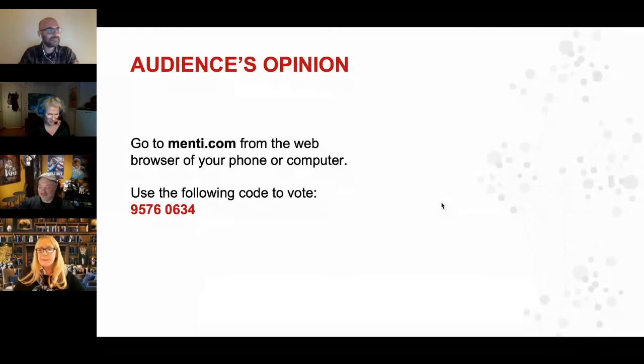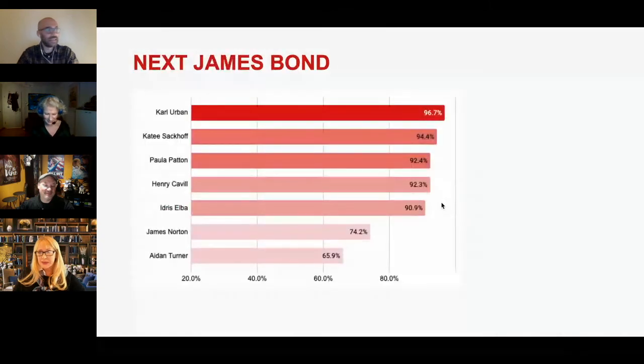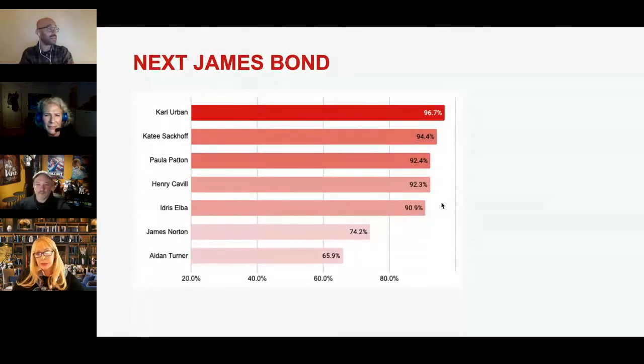So interesting what AI can tell us. We can see now the AI forecasts. If you look at the bottom, that's one thing I want to tell now. James Norton and Aidan Turner are getting the lowest match rates by AI. And it's also on our survey. They are at the bottom of the list, and there's a huge difference.